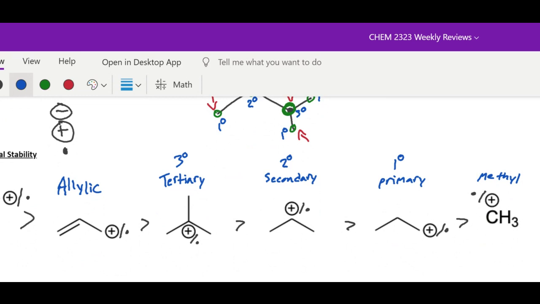Even though this is bonded to a methyl, this carbon is bonded to one other carbon, whereas this carbon is not bonded to anything. It's a single methyl group, which really is just a dot. All right. So that should explain what tertiary, secondary, and primary means. Let me explain why this is the trend, though.